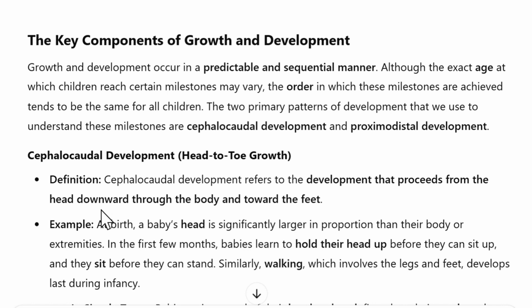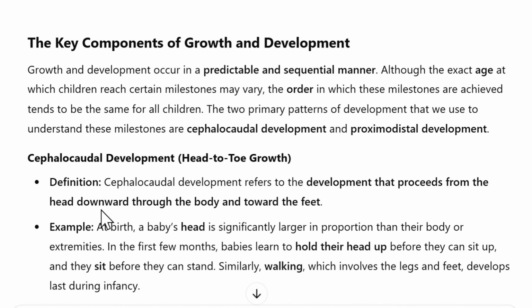Growth and development occur in a predictable and sequential manner. Although the exact age at which children reach certain milestones may vary, the order in which these milestones are achieved tends to be the same for all children. The two primary patterns of development that we use to understand these milestones are cephalocaudal development and proximodistal development.